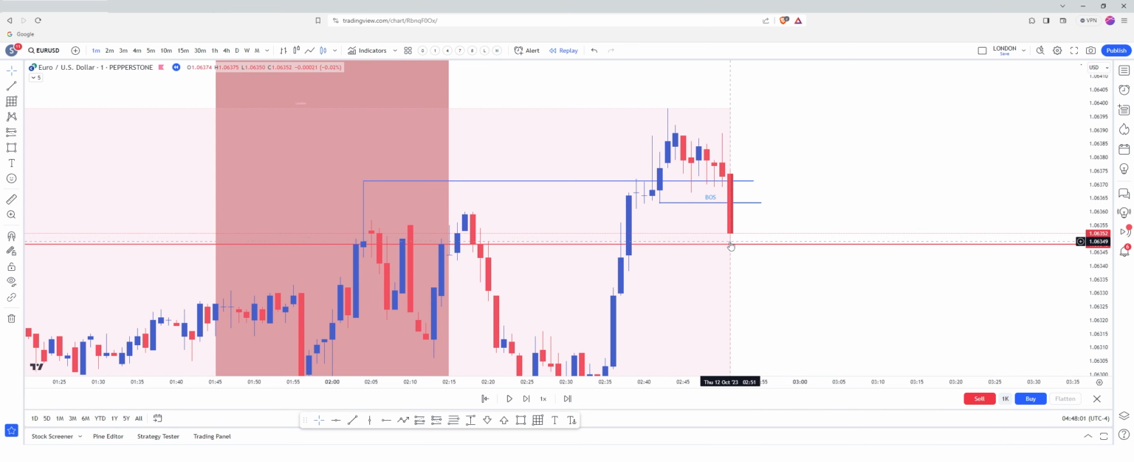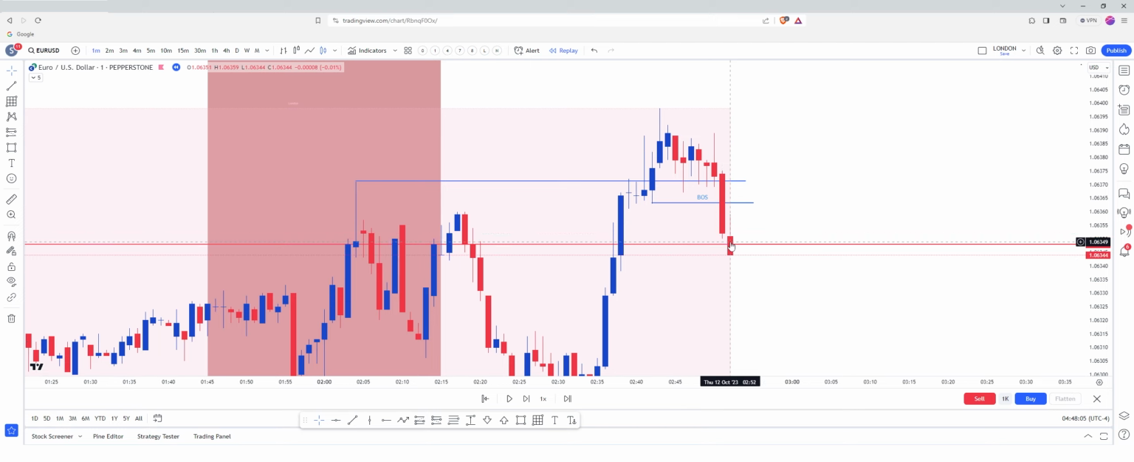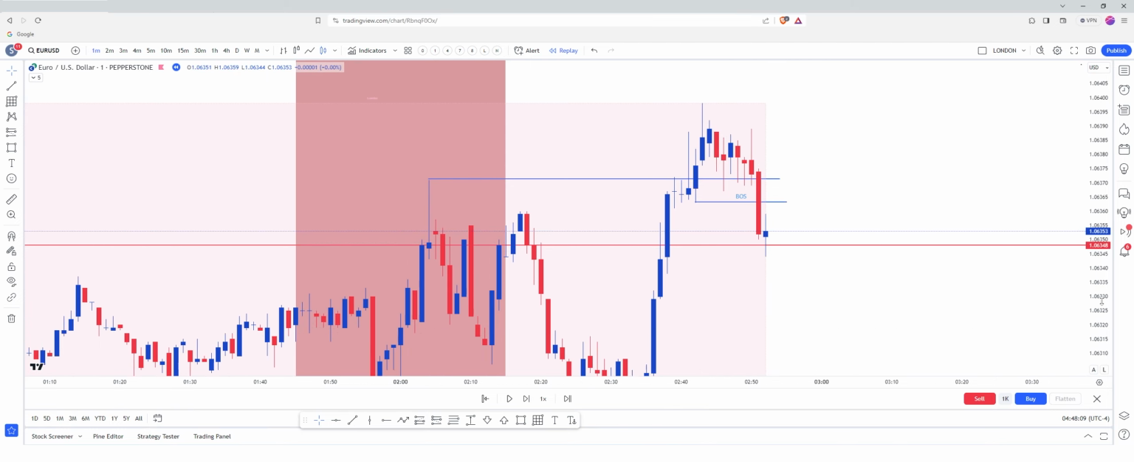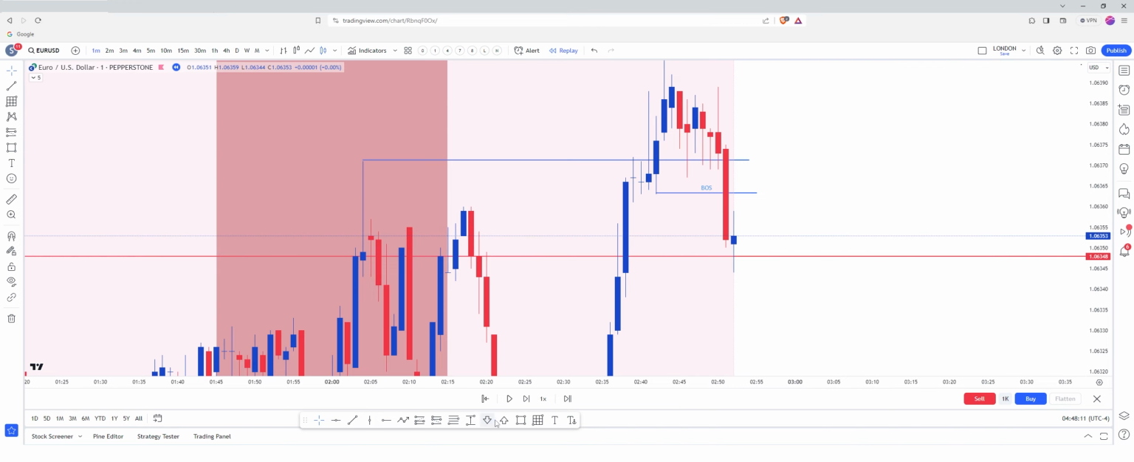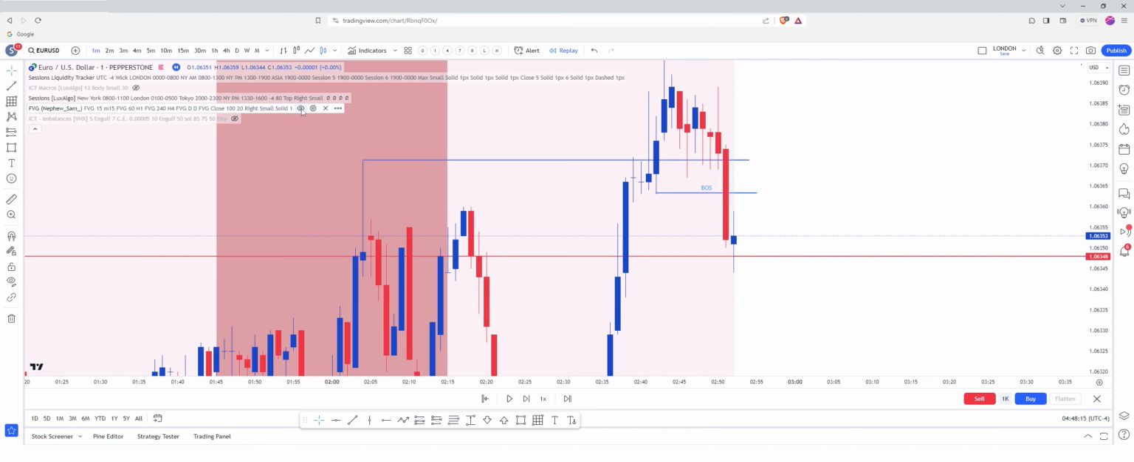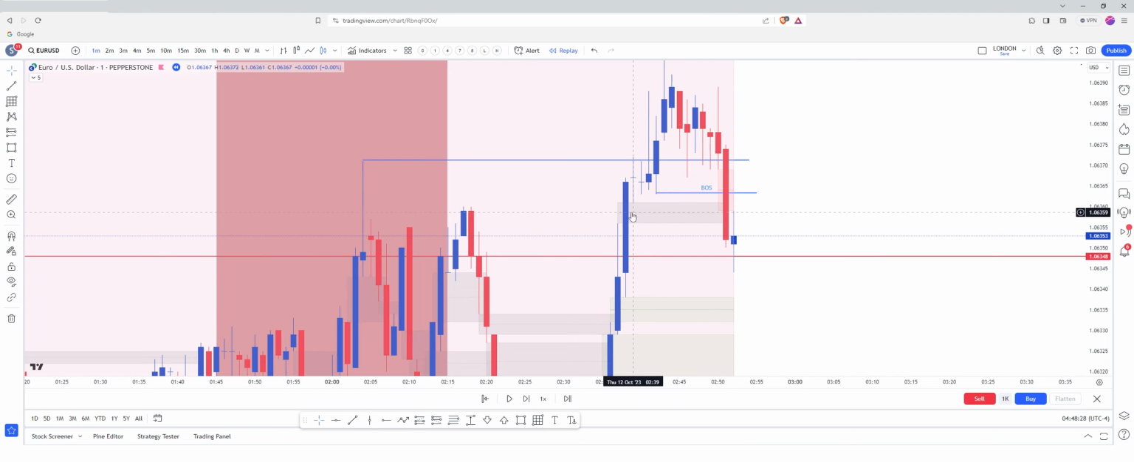Okay, so we do get displacement back into the range, so we have closed over that. So that's nice. So what we've left here is we have left a big bearish fair value gap. In fact, let me turn on a fair value gap indicator. For some reason, the Nephew Sam fair value gap indicator that I use isn't working on replay mode. I'll switch this one on. There we go, this is showing us better. So we had a bullish fair value gap here, and we've left a bearish fair value gap.